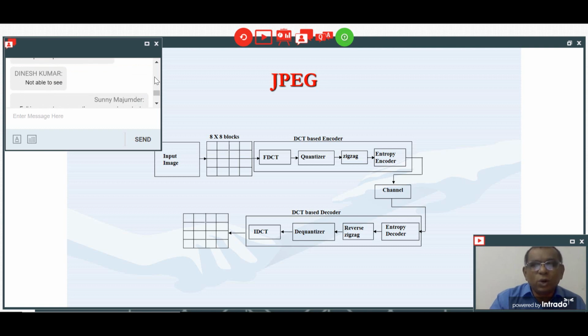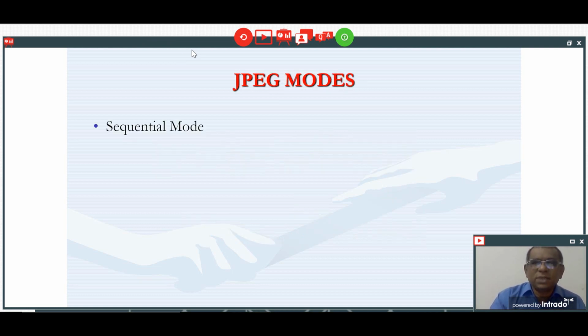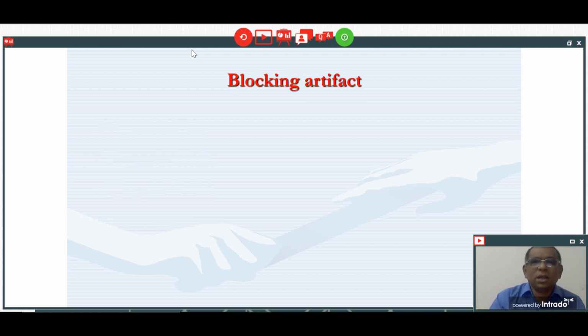So JPEG. These are the fundamental steps used in the JPEG image standard: the input image is divided into blocks, that is 8 by 8 or 16 by 16, for computational efficiency. People prefer either 8 by 8 or 16 by 16, and then they go for quantization, zigzag scanning, and then entropy coder. The reverse process is done to get the reconstructed image. The different types of JPEG modes are: sequential mode, either left to right scanning or top to bottom scanning, then progressive mode, hierarchical mode, and lossless mode. These are all the different types of JPEG modes available.